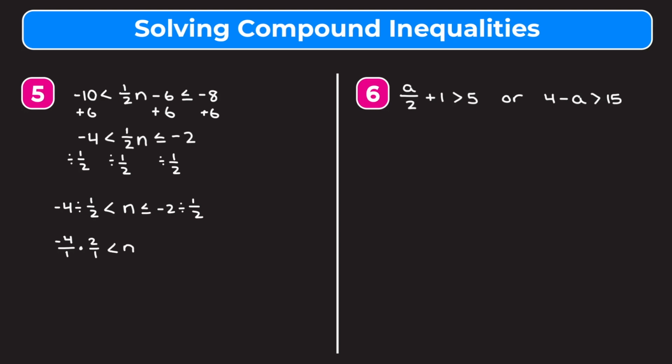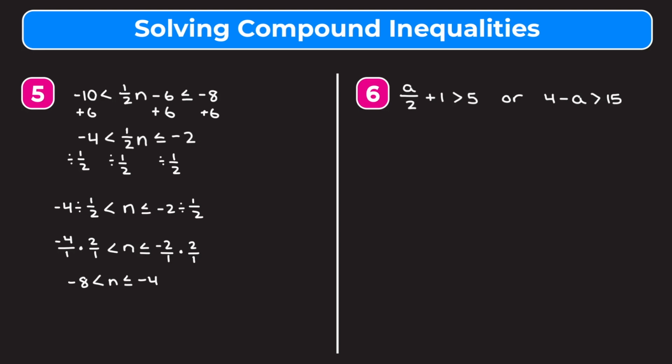We have less than n, that's going to stay as it is. It's less than or equal to, and we're going to do the same thing with the negative 2 divided by 1/2. So negative 2 over 1, change division to multiplication, flip 1/2 to become 2 over 1. On the left, negative 4 over 1 times 2 over 1 is just negative 8. It's less than n is less than or equal to negative 2 over 1 times 2, which is just negative 4. So we get that negative 8 is less than n, which is less than or equal to negative 4.